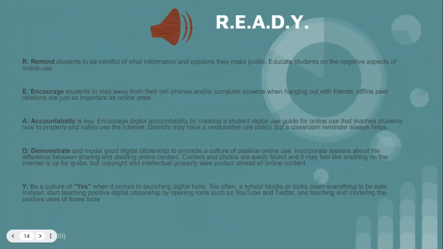So the R is remind students to be mindful of what information and opinions they make public. Educate students on the negative aspects of online use. E, encourage students to step away from their cell phones and/or computer screens when hanging out with their friends. Offline peer relationships are just as important as online ones.